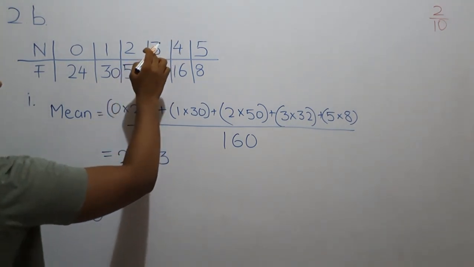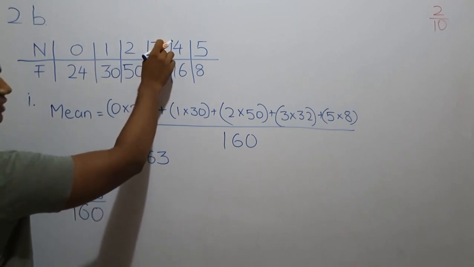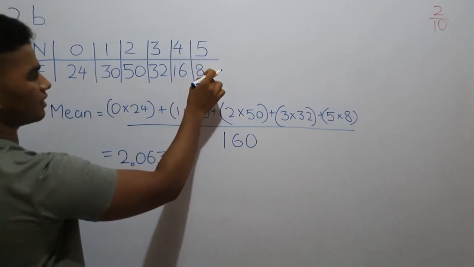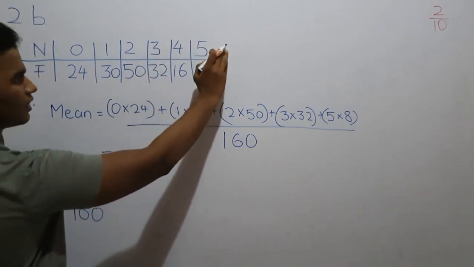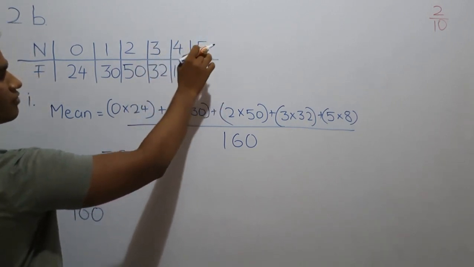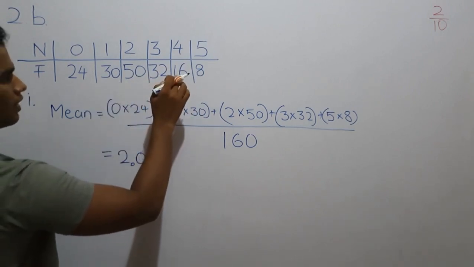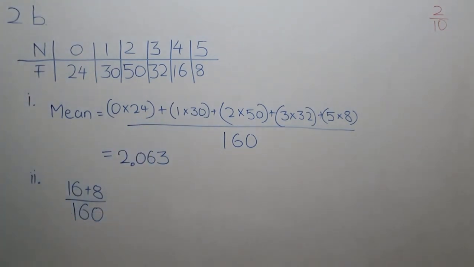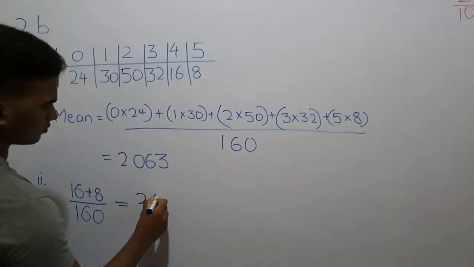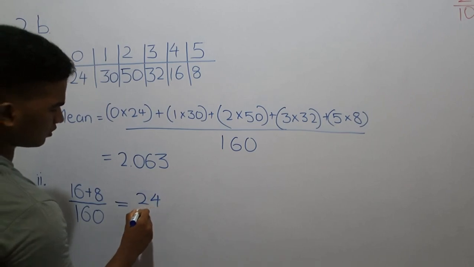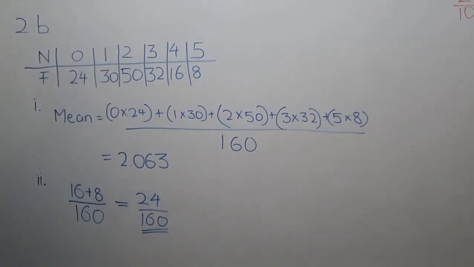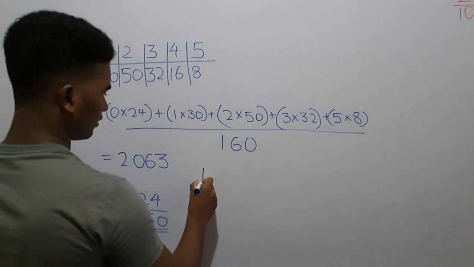32 had made 3 mistakes. So 16 had made 4 mistakes and 8 had made 5 mistakes. So more than 3 is 4 mistakes and 5 mistakes. So the number of people which had made those mistakes are 16 and 8. 16 plus 8 is 24 divided by 160. You can leave the answer like this, or simplify it. Doesn't matter.